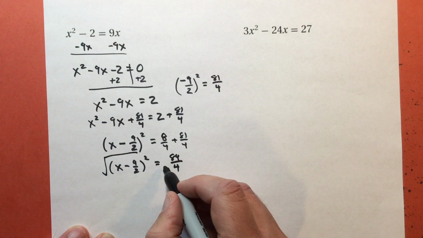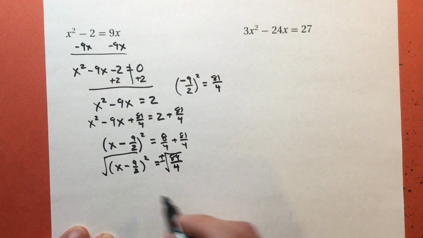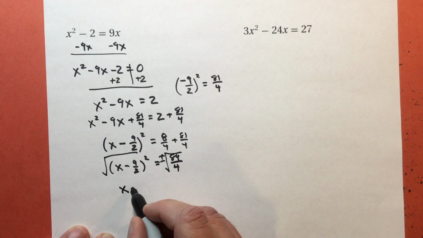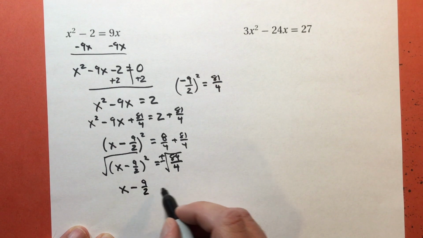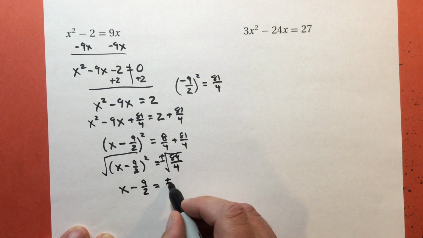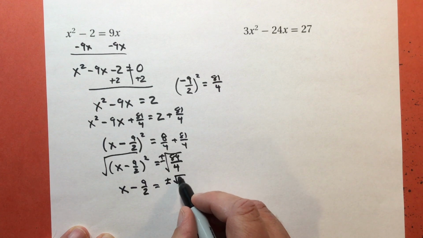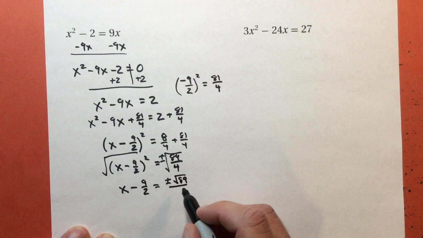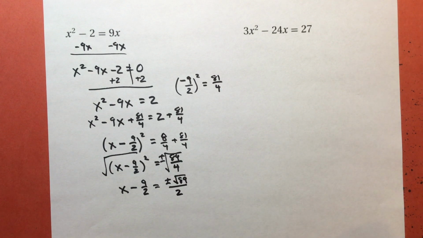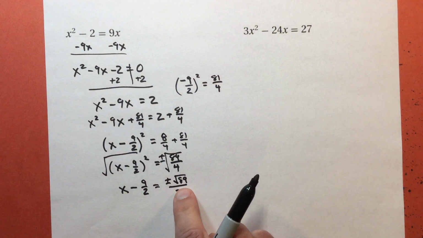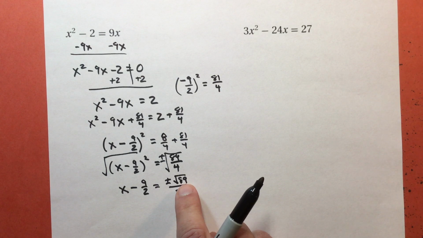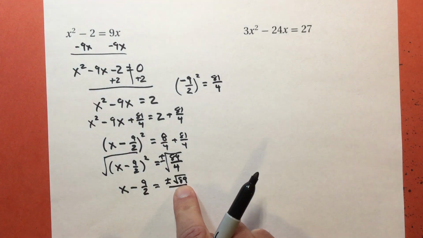Let's take a square root. Don't forget the plus or minus. And I get x subtract 9 over 2 equals plus or minus the square root of 89 over the square root of 4, which is 2. Now, square root of 89, we have to think about that. It's not a perfect square. 81 is a perfect square, and the next one's 100, so it's between 9 and 10. Can I factor it into a perfect square?